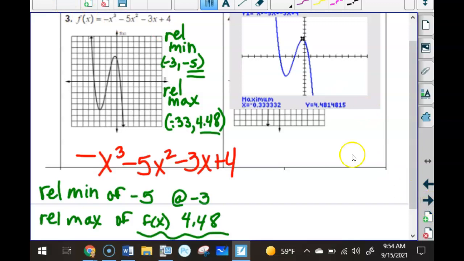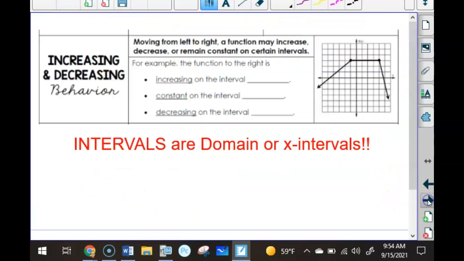You don't have another one anyway, right? On that page? I think we got this. Let's talk about increasing and decreasing now. Is this the top of the next page maybe? Yes? Okay. 5A. Increasing and decreasing refers to whether the y values are increasing or decreasing as you travel left to right. So right here it says moving from left to right. That's the huge issue for these. A function may increase or decrease or remain constant over certain intervals.